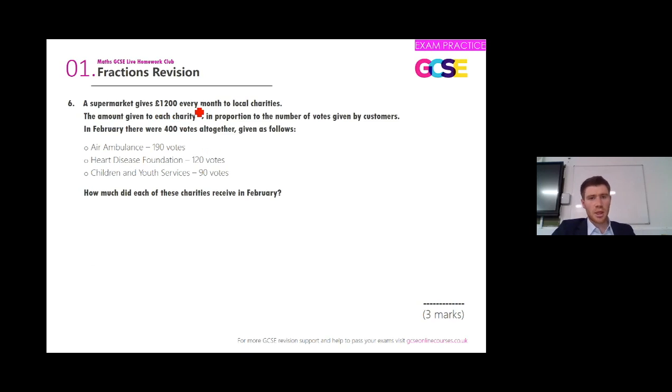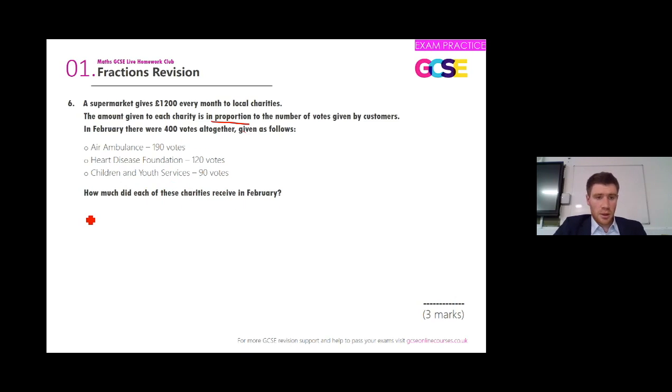The supermarket gives £1,200 every month to local charity. The amount given to each charity is in proportion to the number of votes they get. Proportion. In February, there were 400 votes altogether. Given as follows: the Air Ambulance got 190 votes, Heart Disease Foundation 120 votes, Children and Youth Services 90 votes. How much did each of the charities receive in February? Okay, so in 1 month.